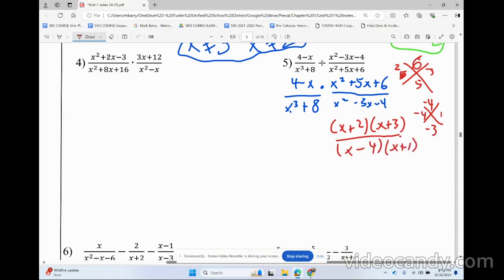Now, x to the third plus 8 over here, that is a special perfect cubes factoring. So perfect cubes factoring is always one binomial and one trinomial. You do the cube root, so the cube root of x cubed would be x, the cube root of 8 would be 2.